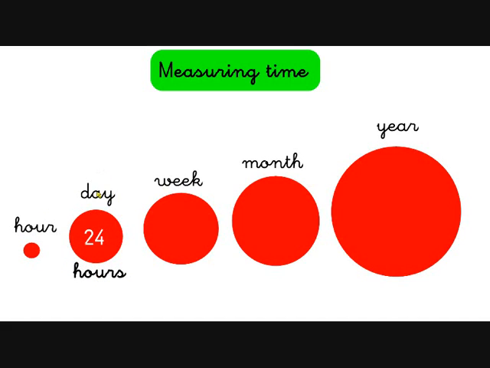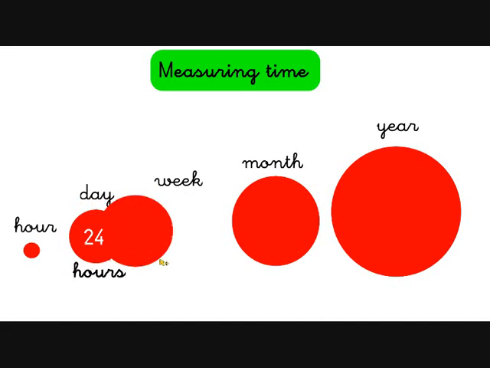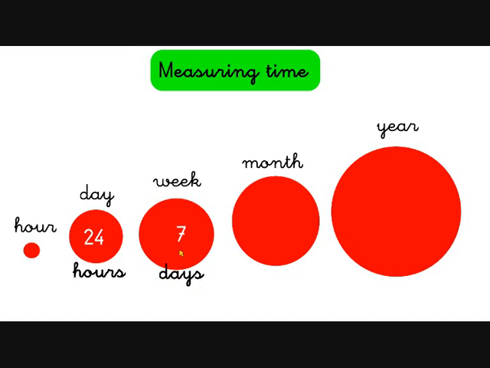Okay, so one day has 24 hours. Look at this circle. This is bigger than the 24 hours. This is bigger than a day. What is it? It is a week. A week. Okay, so how many days are there in a week? You know that, don't you? 7 days. 7 days in a week.